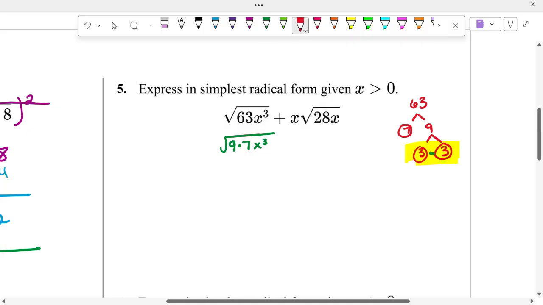What's the square root of 9? 3. So this would be 3 square root 7. And then x cubed, how do I break it down? X squared and x. So what's the square root of x squared? X. So this would be a 3x and then square root of 7x. All right, and we're done with the first one.